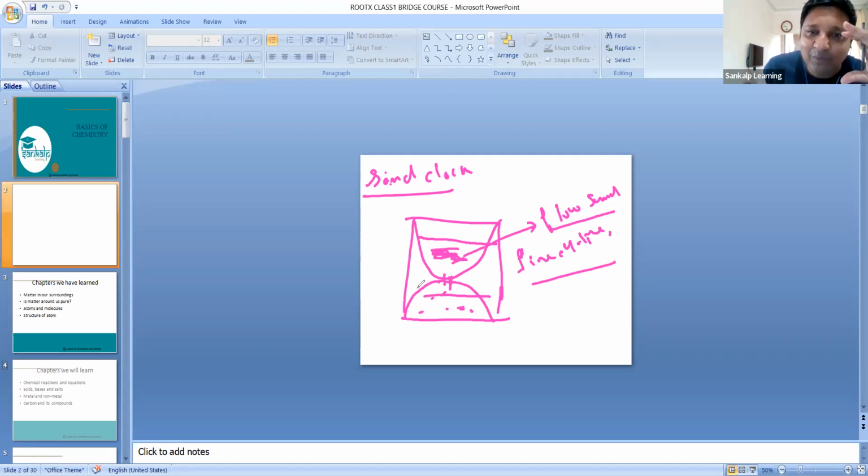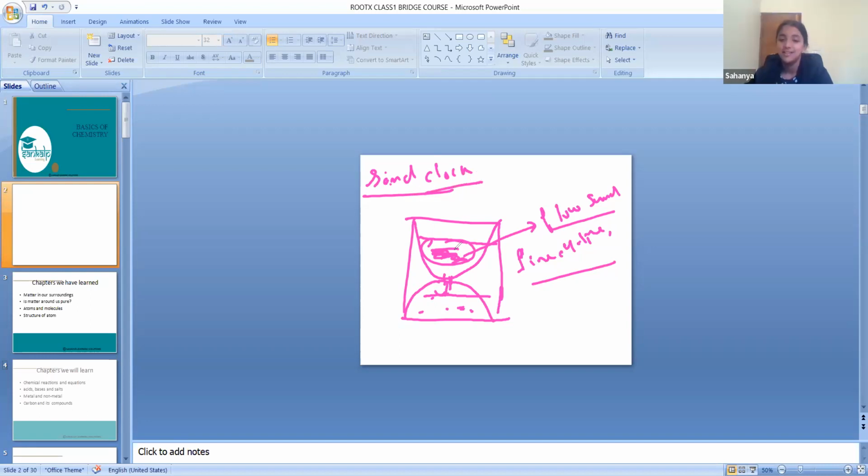Because both the bulbs are placed in such a way that once the sand in the upper bulb is completely transferred to the lower bulb, immediately you can just tilt it. So constant monitoring is not required. Any child also can do that. So it is very easy to monitor the sand clock.